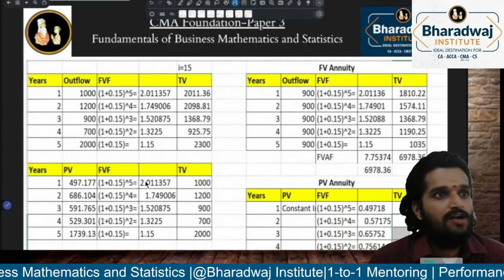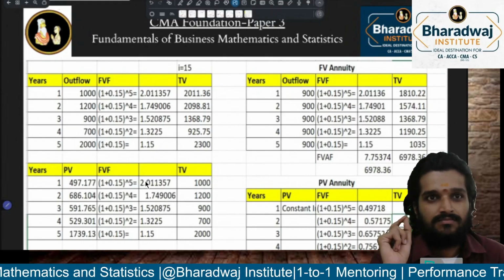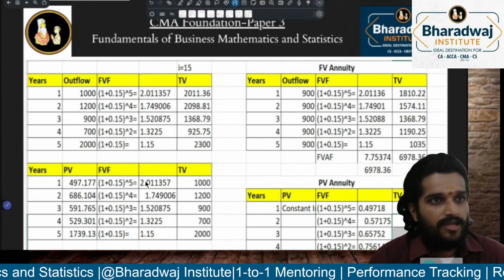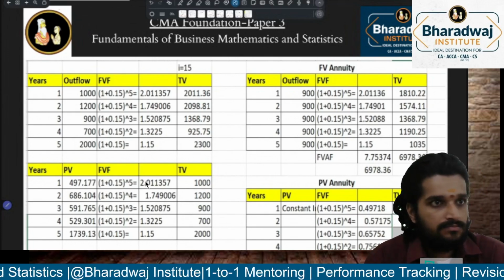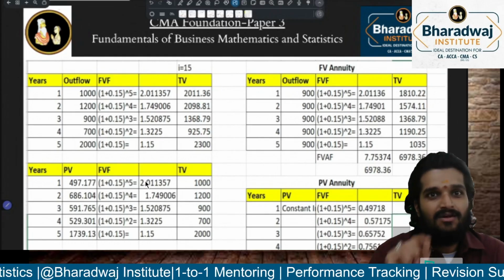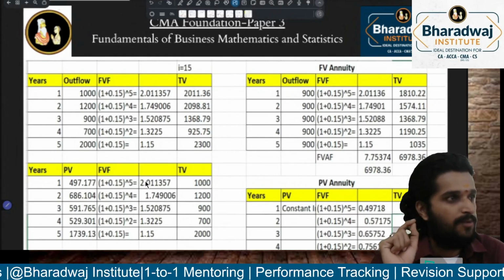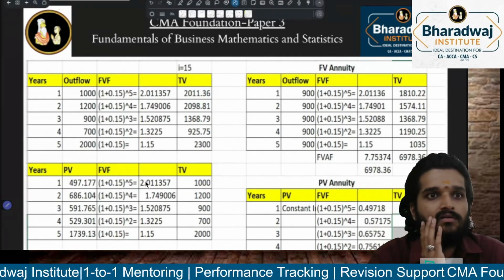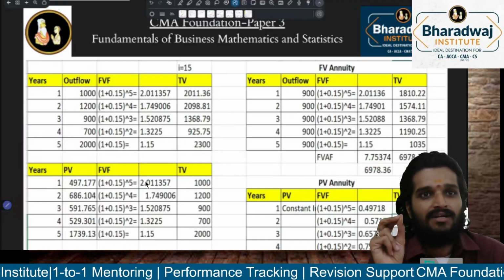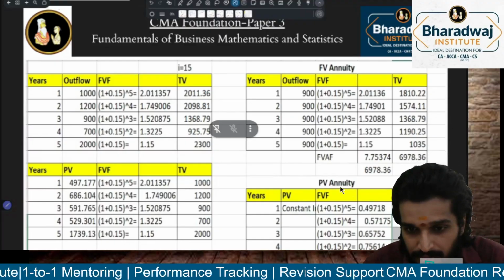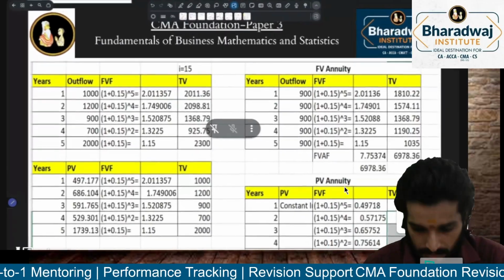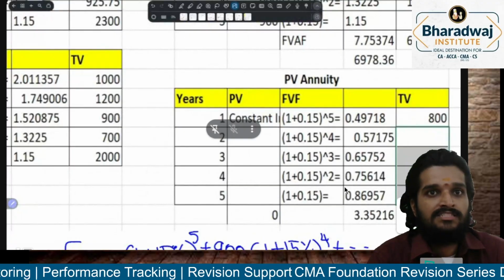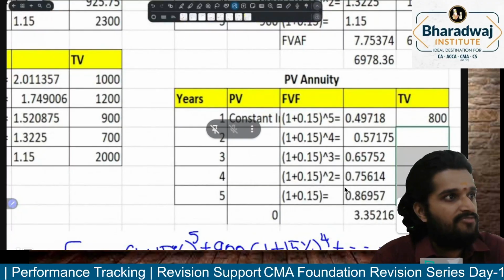Present value, what we have to do? 1 divided by 1 plus I. If that 1 plus I is 1.15, type 1.15. I need the 1.15 inverse, that is 1 by 1.15. Divided, equal to. What do you get? You will get a decimal number. That decimal number will be 0.86957.